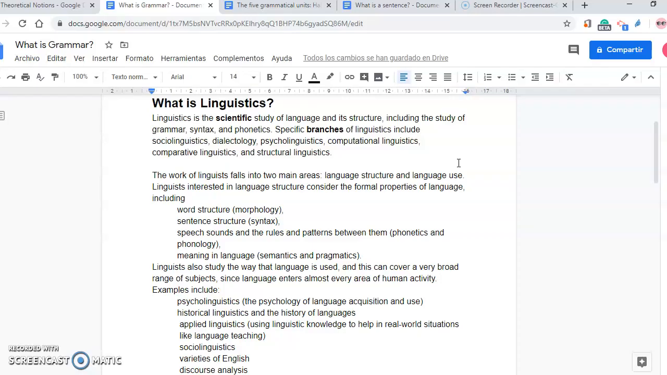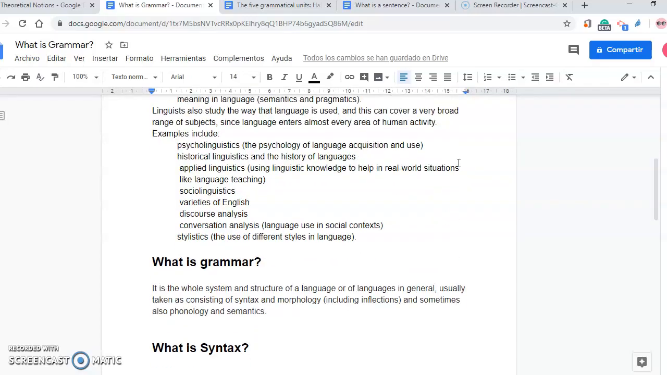Other fields of study of linguistics, because linguistics covers language, which enters almost every area of human activity. So there are many subfields of linguistics, like psycholinguistics, historical linguistics, applied linguistics, and this is what we do. What we do is applied linguistics, that is to say, the application of the study of language to language teaching.